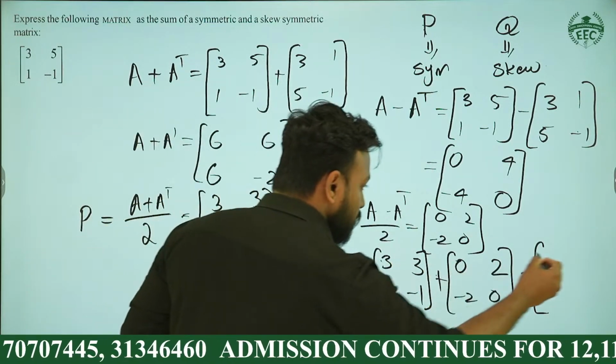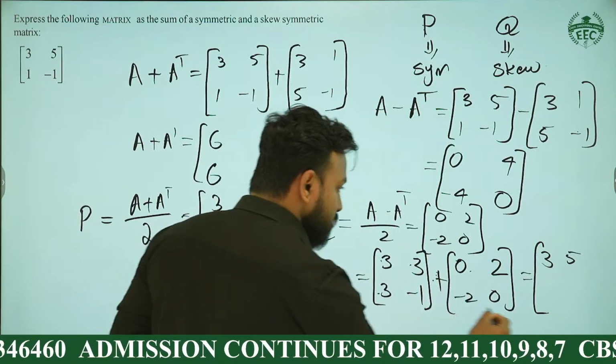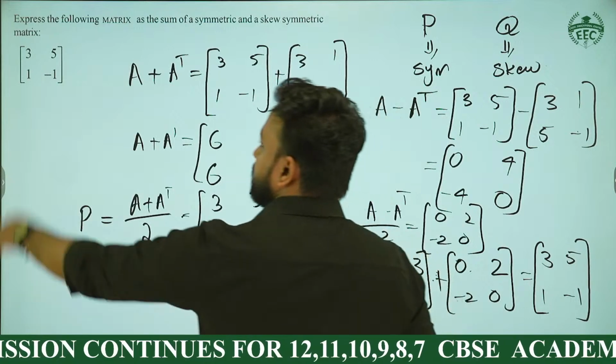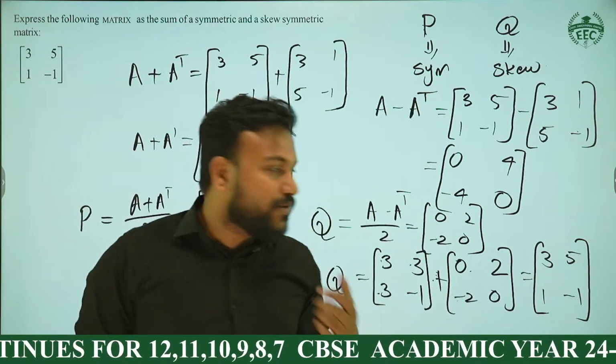3 plus 0, that is 3. 3 plus 2, that is 5. 3 plus minus 2, that is 1. Minus 1 plus 0, that is minus 1. What is this? This is the question: 3, 5, 1, minus 1. This is the question. So what do we get?